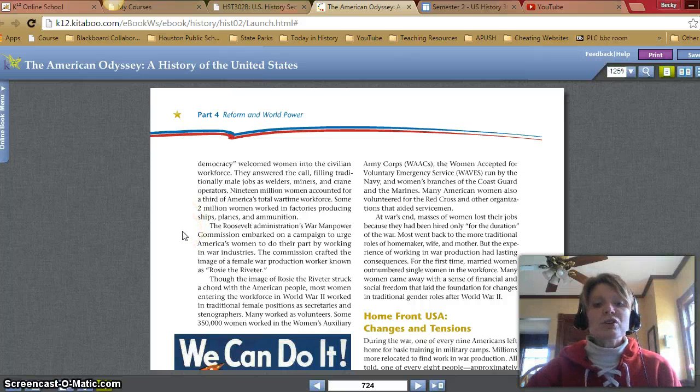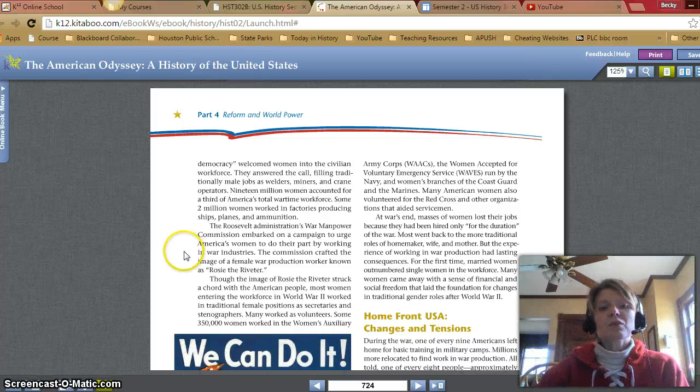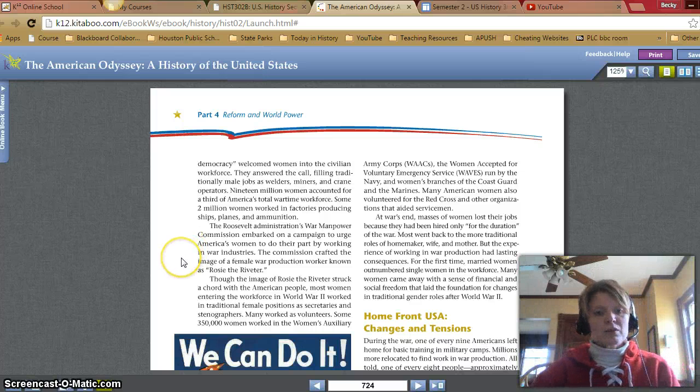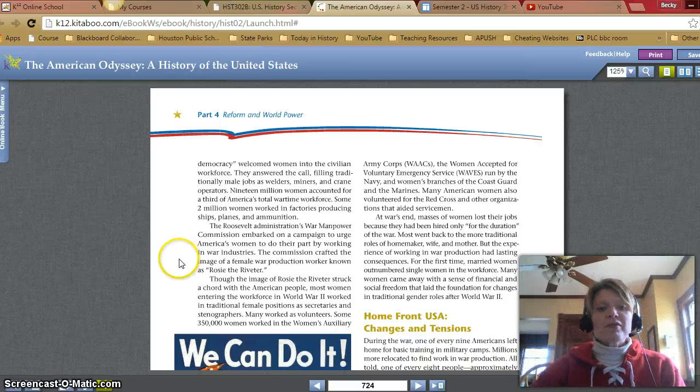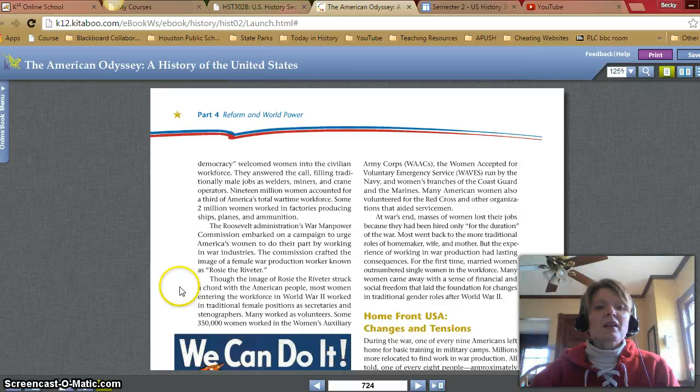The Roosevelt administration's War Manpower Commission embarked on a campaign to urge America's women to do their part by working in the war industries. The commission crafted the image of a female war production worker known as Rosie the Riveter. Though the image of Rosie the Riveter struck a chord with the American people, most women entering the workforce in World War II worked in traditional female positions as secretaries and stenographers.